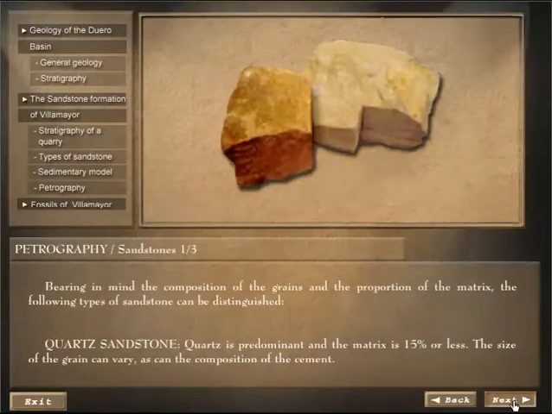Sandstones. Bearing in mind the composition of the grains and the proportion of the matrix, the following types of sandstone can be distinguished. Quartz sandstone. Quartz is predominant and the matrix is 15% or less. The size of the grain can vary, as can the composition of the cement.